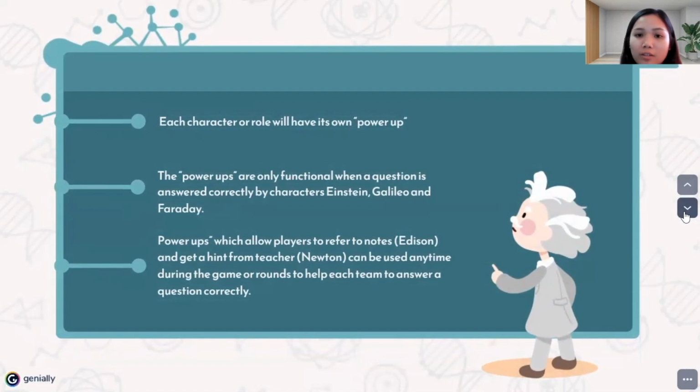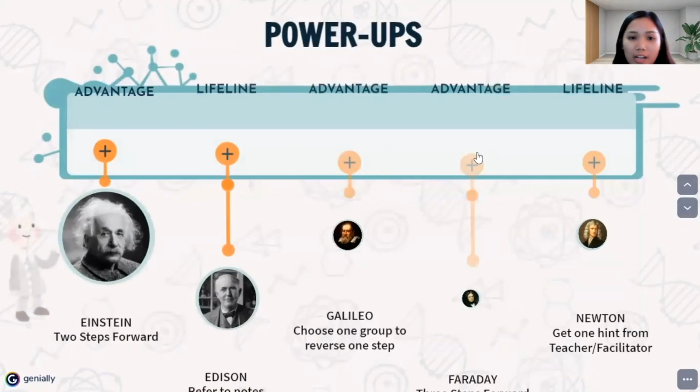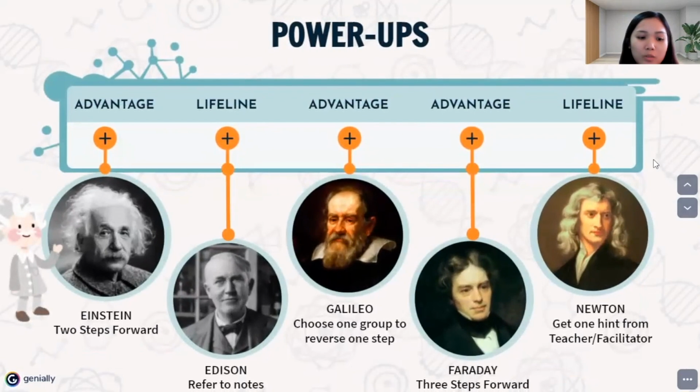Each character and role has its own power-ups, divided into 2 types. For the advantages, we have Einstein, Galileo, and Faraday, who allow the group to advance a few steps ahead or make the other group move backward. And for the lifeline, we have Edison and Newton, who allow the player to refer to the notes and get a hint from the teacher. So these are the power-ups that we have. We purposely used famous fathers of physics to make it more relatable to our topic.